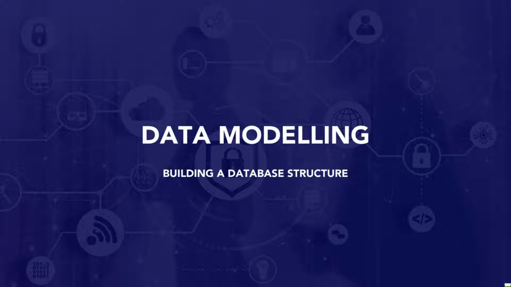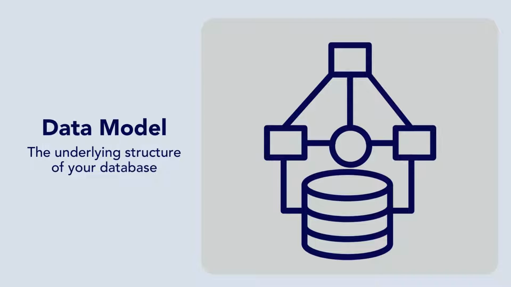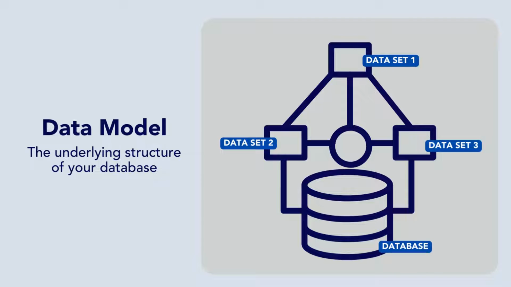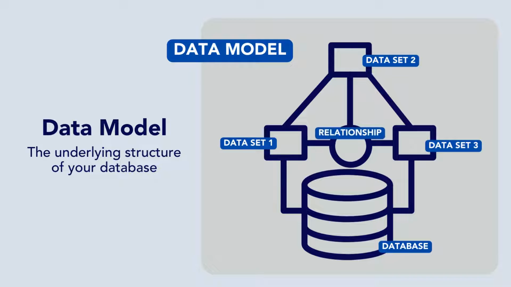A data model is the underlying structure of your database. In the previous step of the data journey, you collected and combined various data sets to create a database. Now, a data model is used to manage your database. And one of the key aspects of a data model is that it communicates the relationships between your data sets.